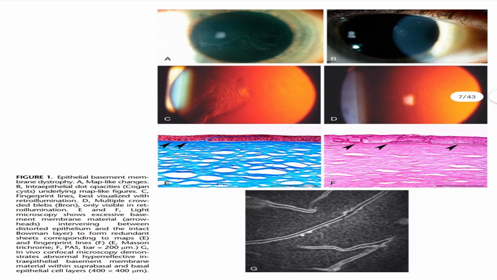retroillumination. Then the light microscopy shows excessive basement membrane material which intervenes between the distorted epithelium and Bowman's layer. We can see the basement membrane extending into the epithelium. This is seen as maps on direct illumination. This is on Masson trichrome stain, and this is on PAS stain. See the maps, I mean, the basement membrane extending into the epithelium.